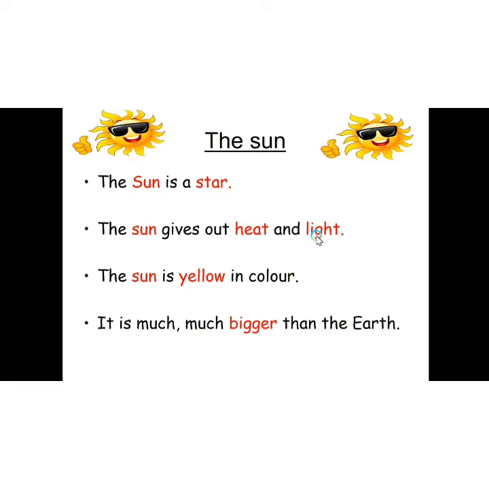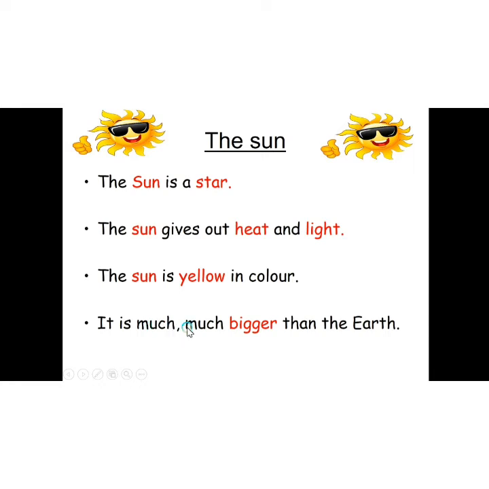Now when you are sleeping at night, do you have light outside? Do you have the Sun in the night? No, you don't have the Sun in the night. Alright? So when you have light, then the Sun comes. Okay, so the Sun gives you light. Alright? So the Sun is yellow in color.